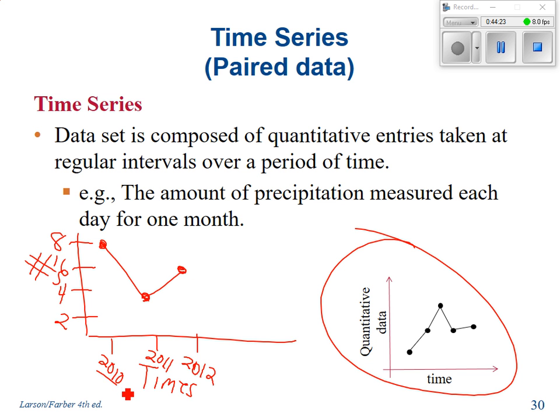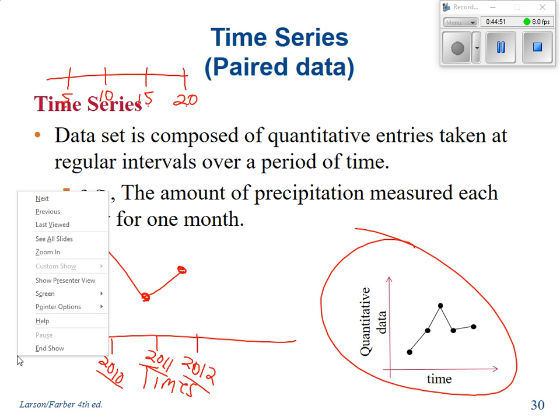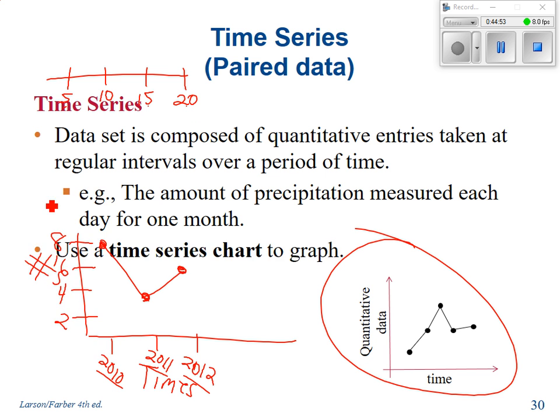Could be years, could be months, could be days, could be seconds, minutes. Maybe you're doing some kind of science experiment and you're checking something every 5 seconds. So you go 5 seconds, 10 seconds, 15 seconds, 20 seconds. You want to see where the flight of the rocket is after 5 seconds, after 10 seconds, after 15 seconds, after 20 seconds, so on and so on. That's just a time series.